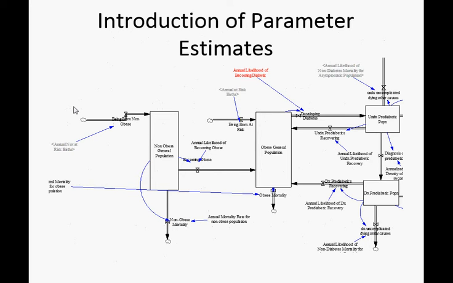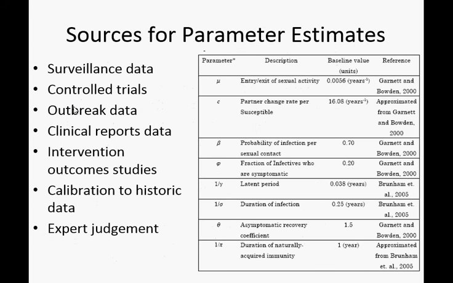These are empirical data drawn perhaps from surveillance studies, from controlled trials, from outbreaks, from intervention outcome studies. In some cases, they're drawn from meta-analyses.